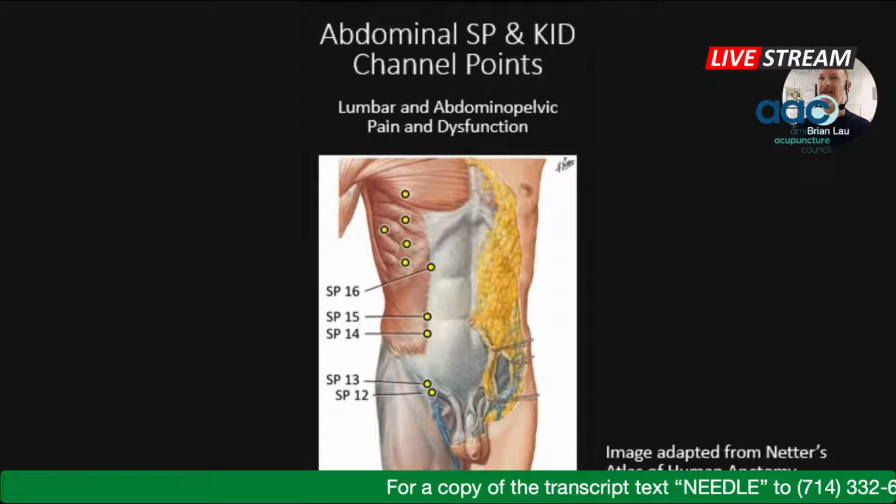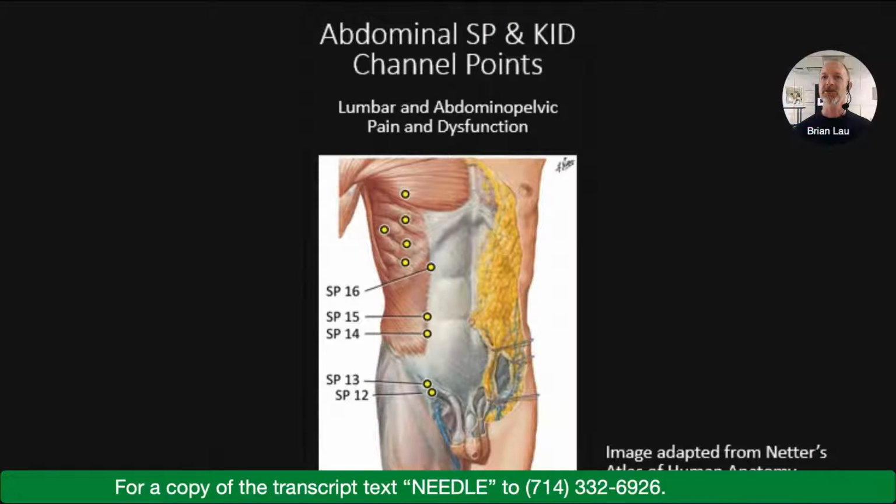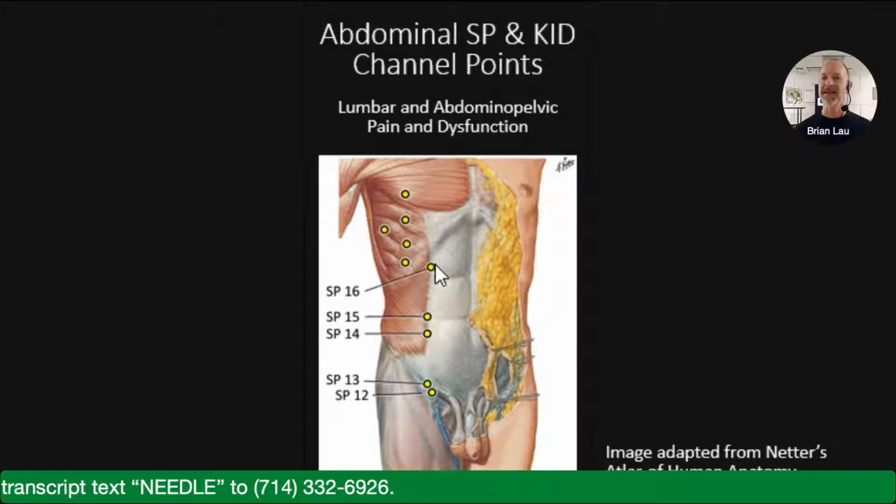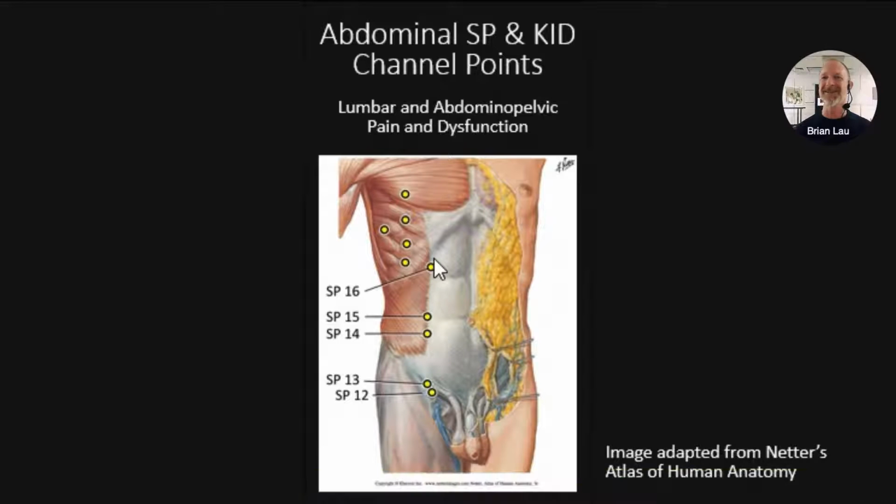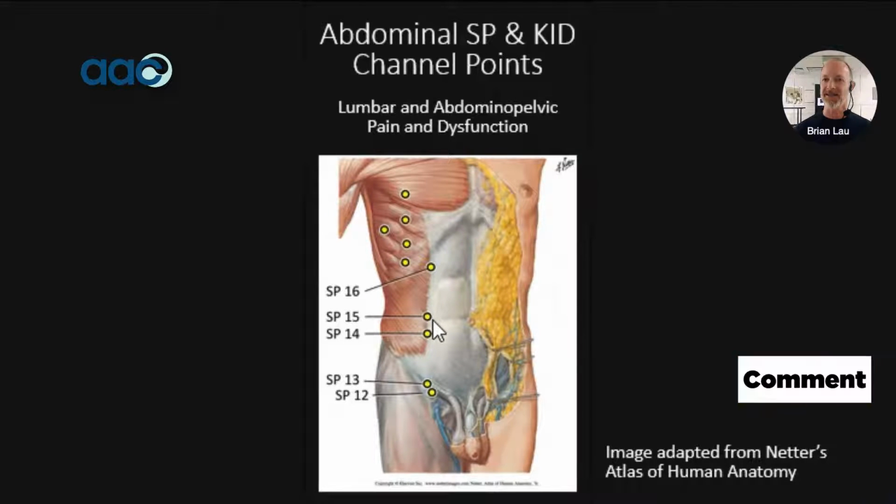We'll start by looking at the spleen channel. I have these additions to Netter's Atlas of Human Anatomy. They don't have the acupuncture points on them; I put these on manually. Netter is one of the gold standards of anatomical illustrations, and the illustrations are so great that I thought I would adapt them by adding, in this case, the spleen channel. And as we know, the spleen channel is on the lateral edge of the rectus abdominis. That's useful information, and we can talk about its significance in just a second.